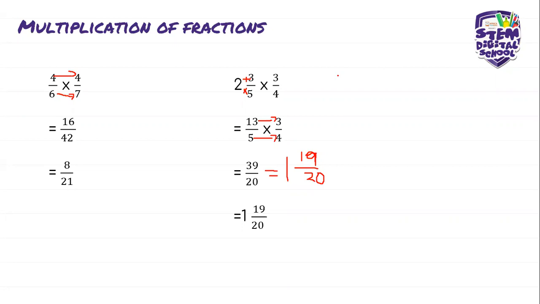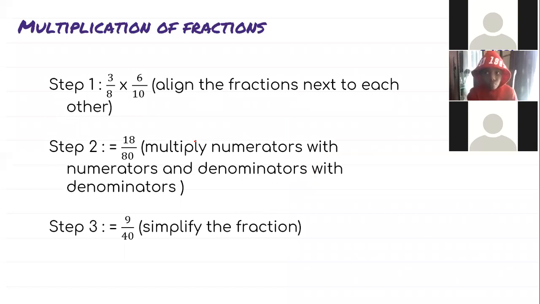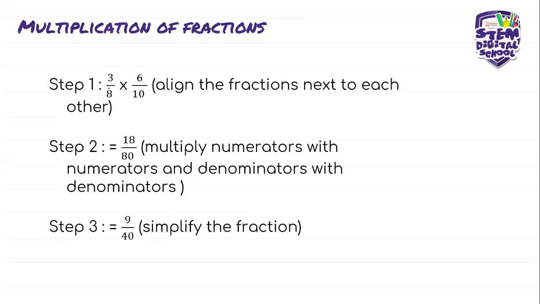Right. If that's it, let me go to the next part, division. Right. So, as I said, step 1, please write this down. Align the fractions next to each other. So put the fractions next to each other. Step 2, we multiply numerators with numerators, denominators with denominators. 3 times 6 is 18. 8 times 10 is 80. Then you just simplify the fraction. So you put it in its lowest form.